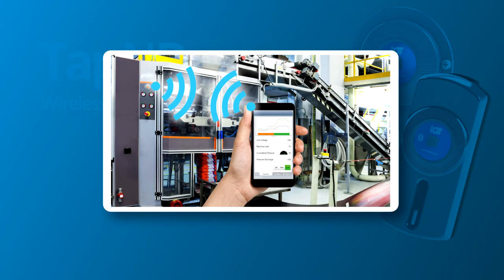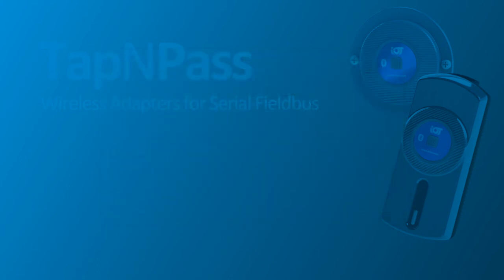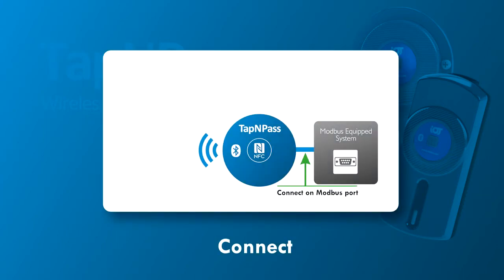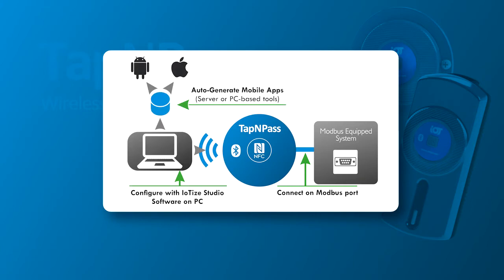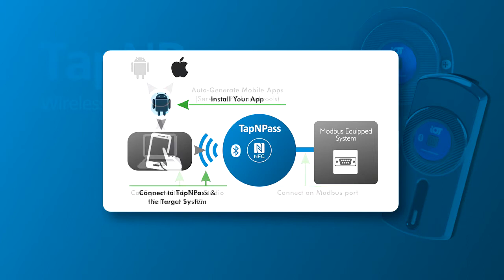In this video, we'll show you how to create customized human-machine interfaces that run as mobile apps. With IoTize's solution, this is done simply by connecting TapNPass to the equipment's Modbus port, configuring TapNPass from a PC using a free configuration software, then generating the mobile apps from this same software environment. These apps can be for Android or iOS devices and can be distributed to users through Play Store or App Store.